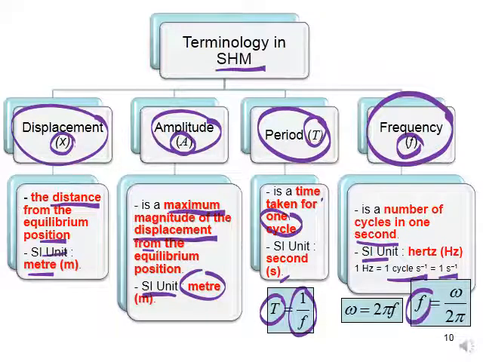Formula for frequency is equal to omega over 2 pi. Omega means angular frequency or angular velocity. The formula is equal to 2 pi f.